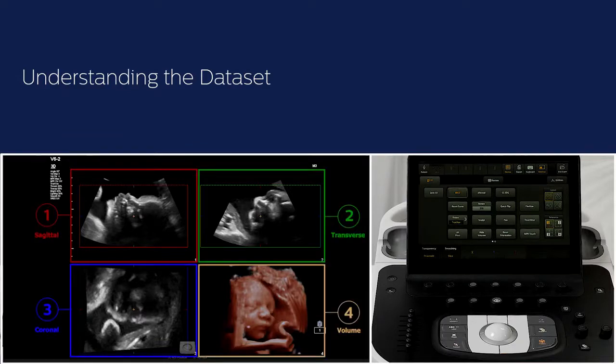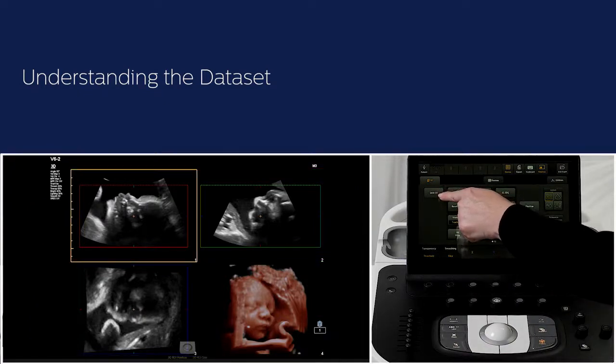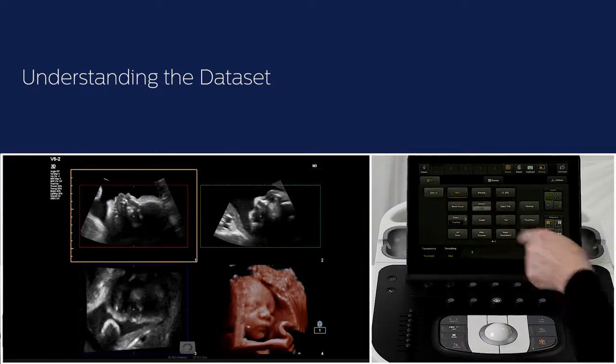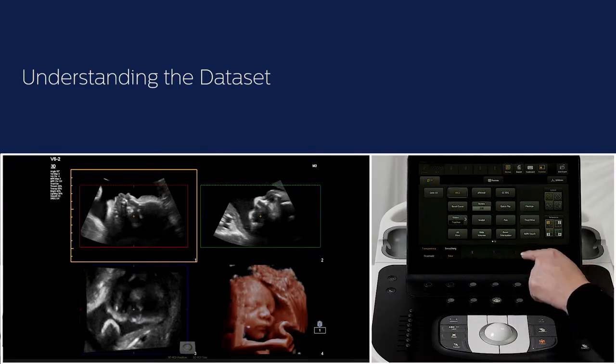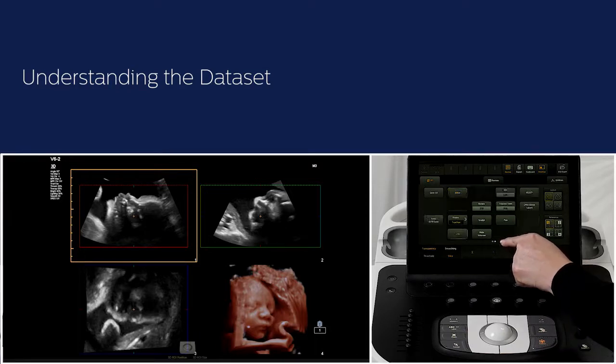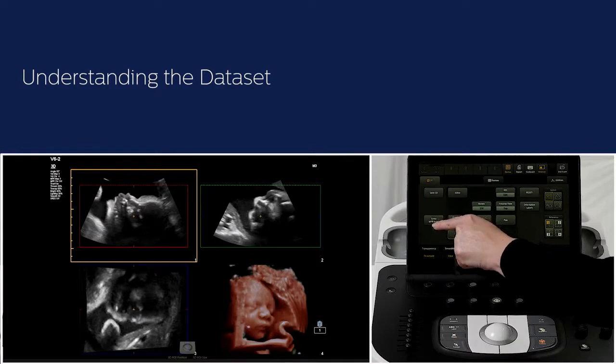On the monitor, you see the sagittal, transverse, and coronal plane of the fetal face, as well as the volume image numbered from 1 to 4. To manipulate the dataset at a later time, press Save 3D on the touchscreen. Another option is to save the 3 MPR plane sweeps as cine loops. On the second page of the touchscreen, press MPR Save and then Save MPRs.